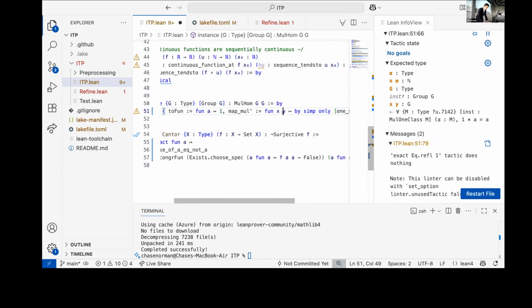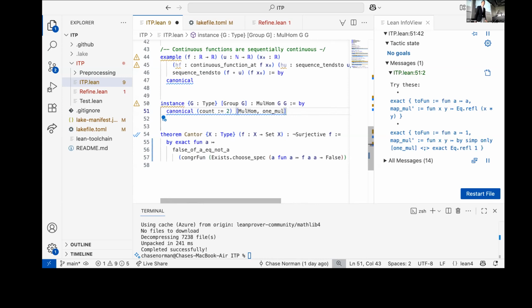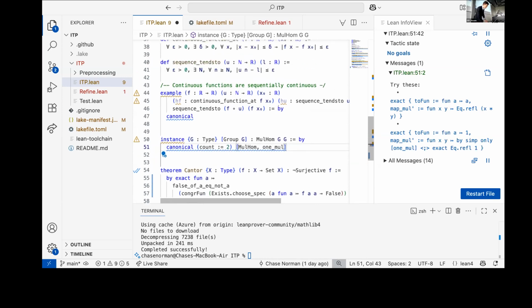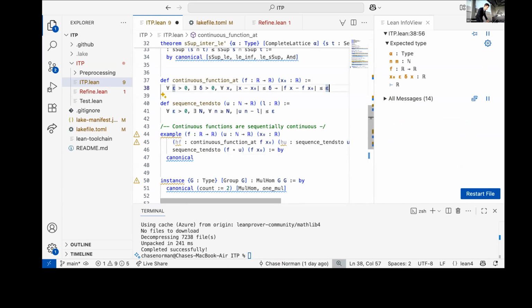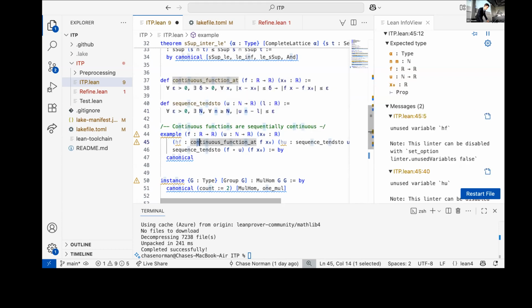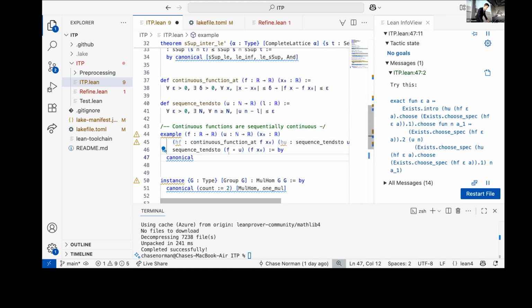So we can construct, these are actually both trivial endomorphisms that a group has. This was an example that was written by Patrick Massot. It is from Analysis, and it's saying that continuous functions are sequentially continuous. So we have a delta epsilon definition of continuity, and we have a notion of a sequence tending to something on the real numbers. And we have this theorem that uses these definitions to prove this result.